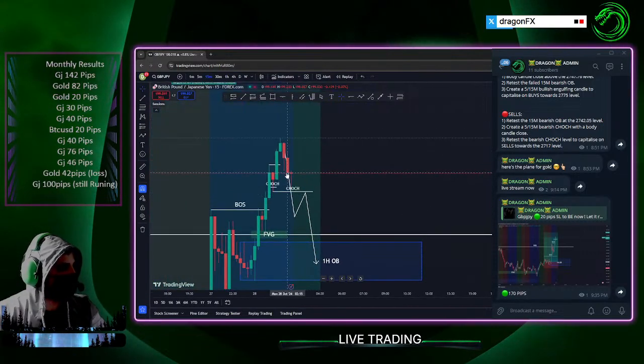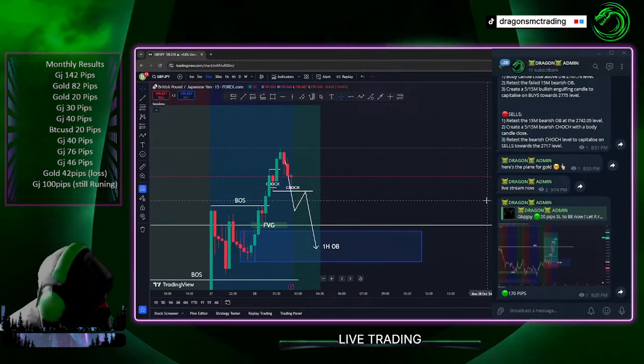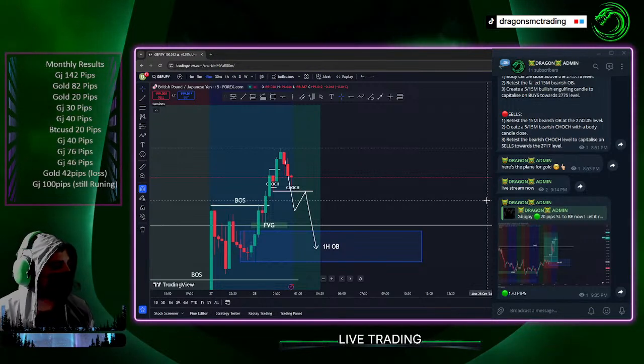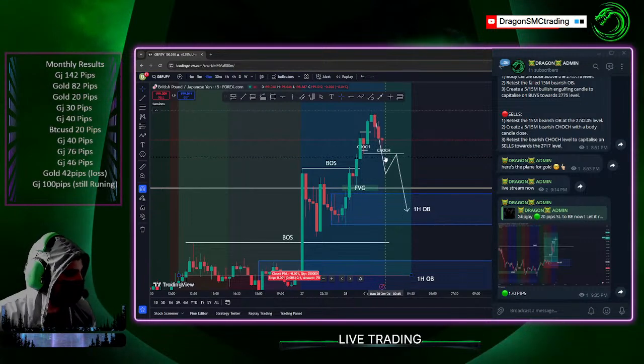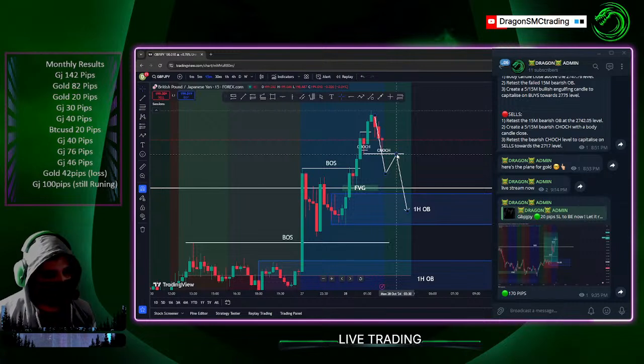Price is still respecting this OB right here on GJ. I'm currently in this trade. Took partials along the way. And I mentioned as soon as price breaks below this low right here, I'm going to be exiting out of this position manually.